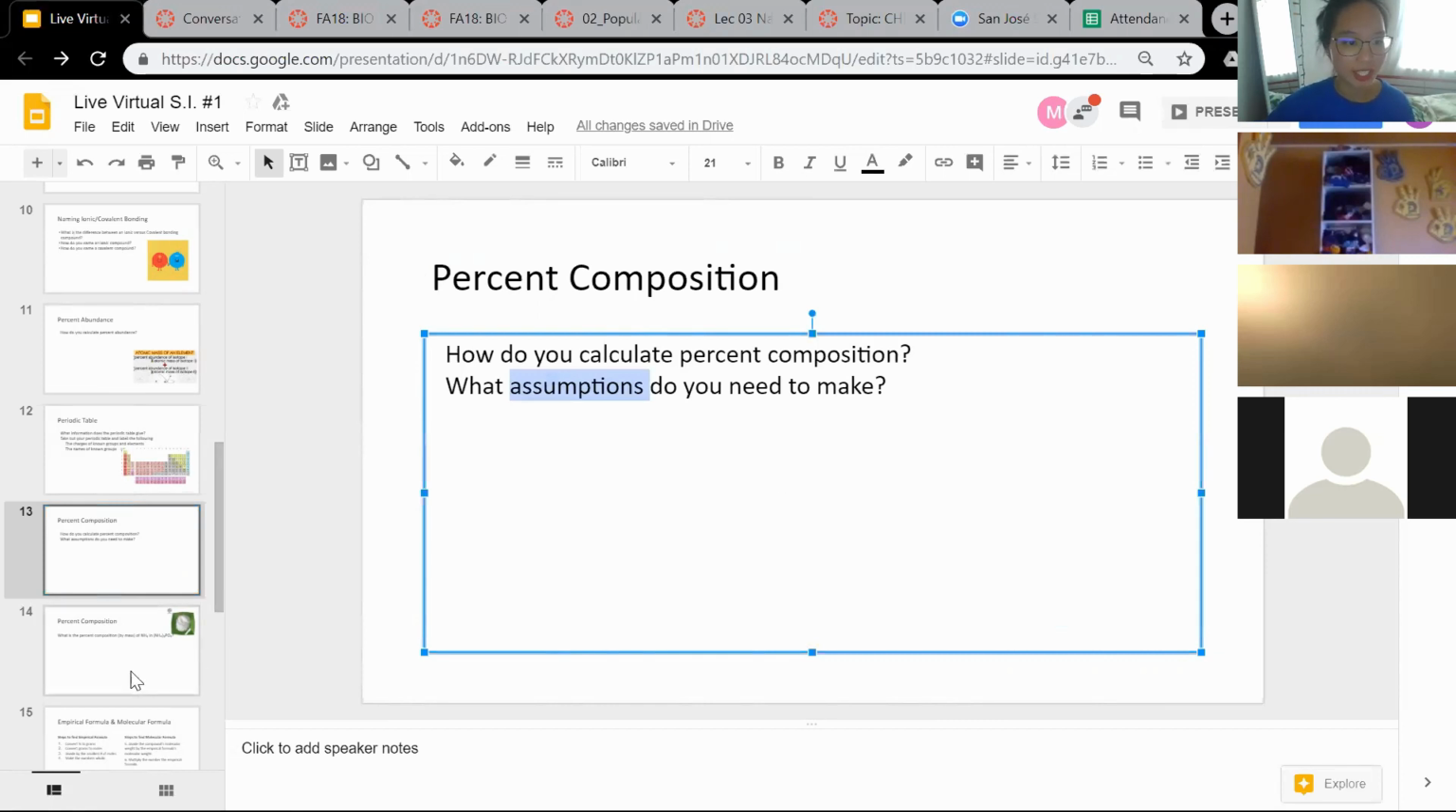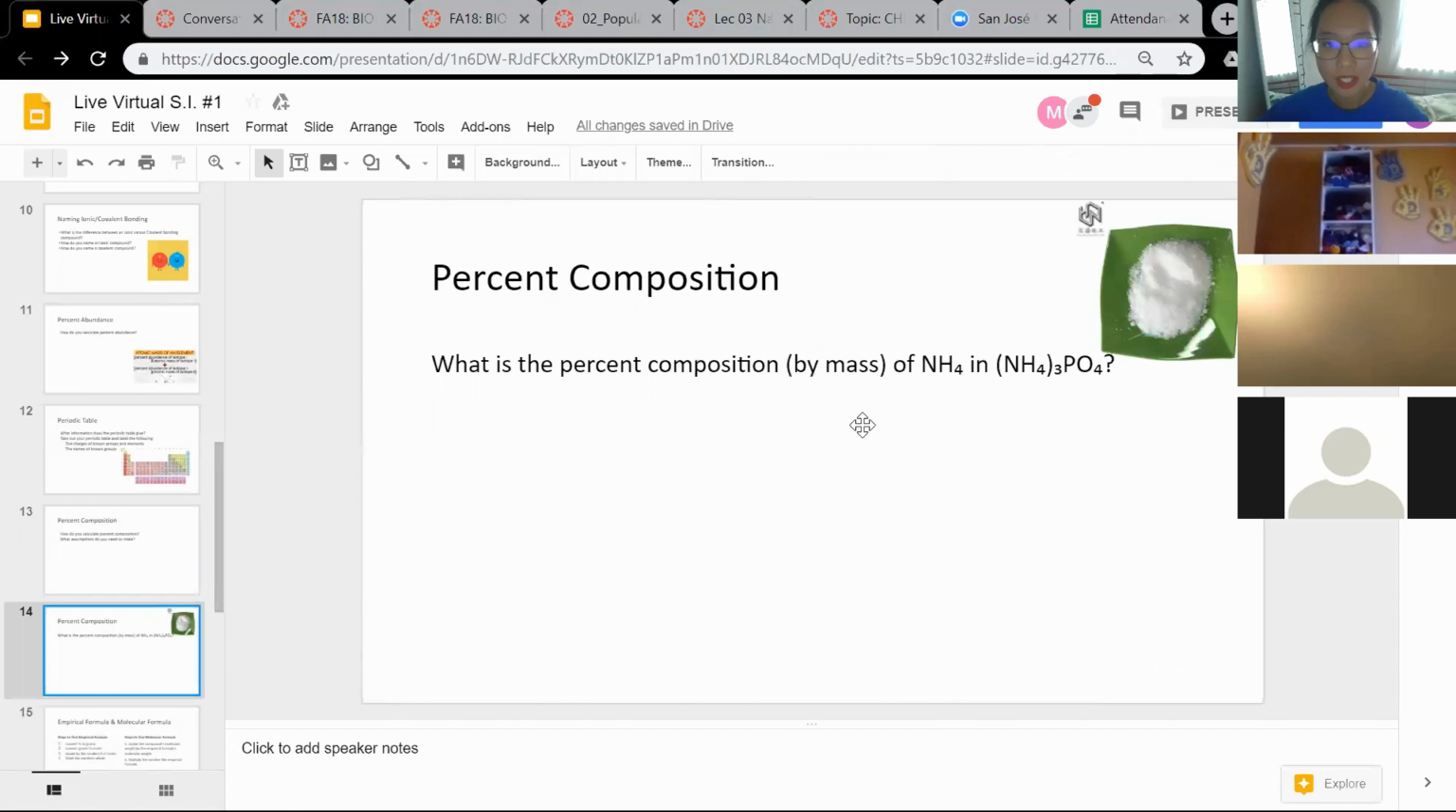So let's try an example. What is the percent composition by mass of ammonium in ammonium phosphate? Let's take a couple of minutes to figure out how to do this. Again, if you have any questions, type them up in the chat box. I'm going to do it too because I don't know the answer yet.